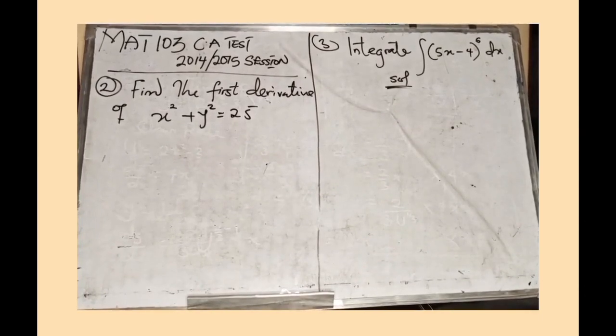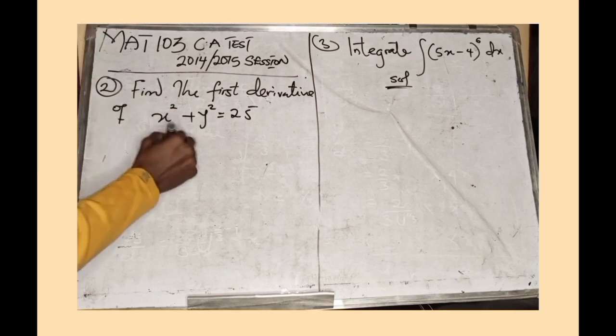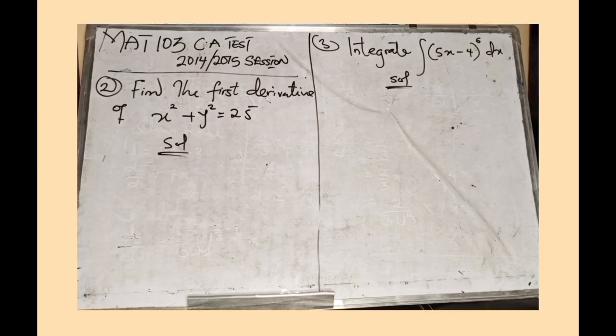Okay guys, now question 2 says find the first derivative of x squared plus y squared equal to 25. Now let's move on from here. Solution to this very question. I think I explained this very type of question in my other videos.